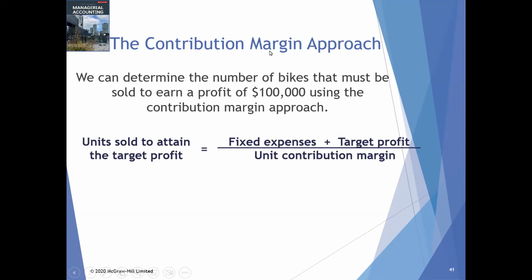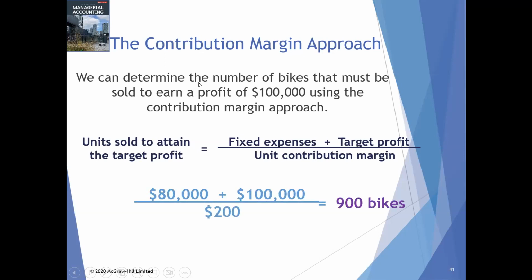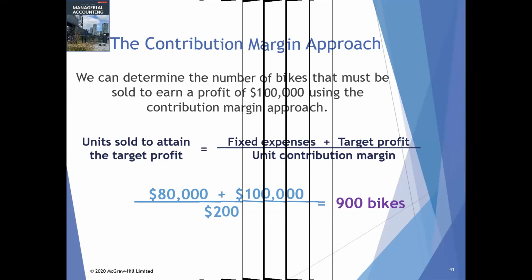So this is the contribution margin approach. We can determine the number of bikes that must be sold to earn the profit using the contribution margin approach, meaning the second formula: fixed expenses plus the profit divided by unit contribution margin. The unit contribution margin, we know that. It's 500 minus 300, so this is 200. 180,000 divided by 200 is 900 bikes. In exactly the same way, we can find the same result with the help of this contribution margin approach.